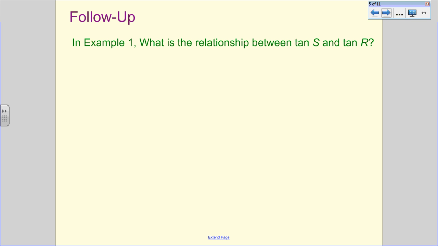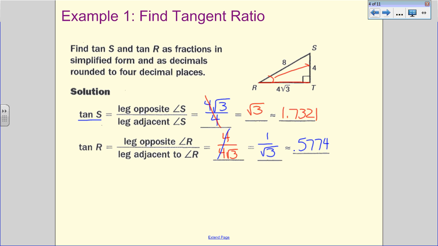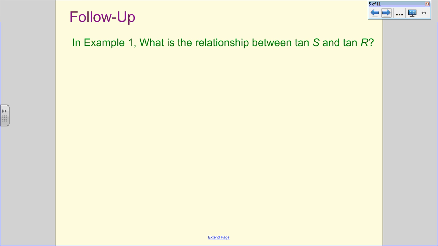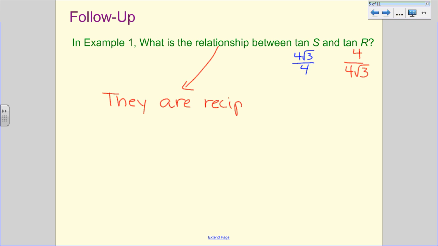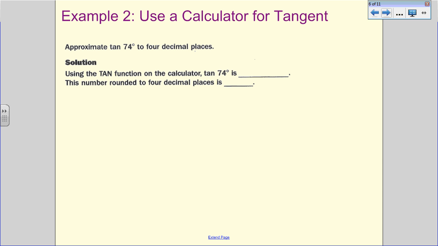So what is the relationship between the tangent of S and the tangent of R? So when we look at those tangents, tangent of S was 4 square roots of 3 over 4. And tangent of R was 4 over 4 square roots of 3. So what is the relationship there? The relationship is they are reciprocals. And that's going to be true about any right triangle. The two acute angles, their tangents are going to be reciprocals of each other.